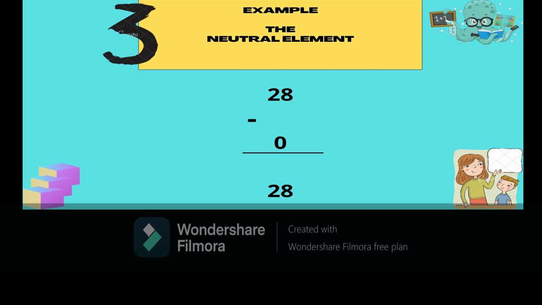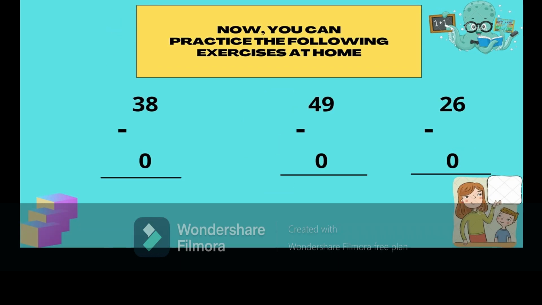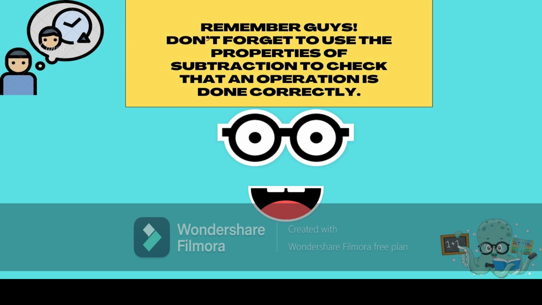Finally, I have a simple example of the third property. Remember, the neutral element of the subtraction is the number 0, so any number less 0 will give the same number. Now you can practice the following exercises at home. Remember guys, don't forget to use the properties of subtraction to check that an operation is done correctly.